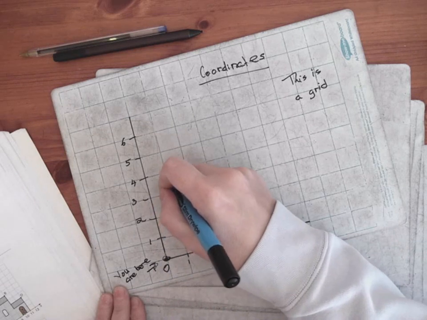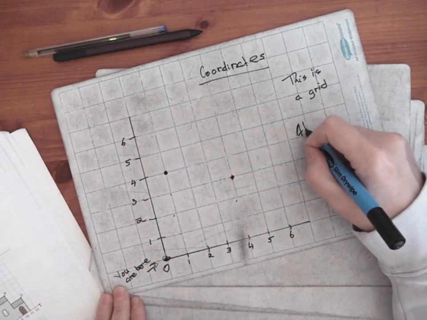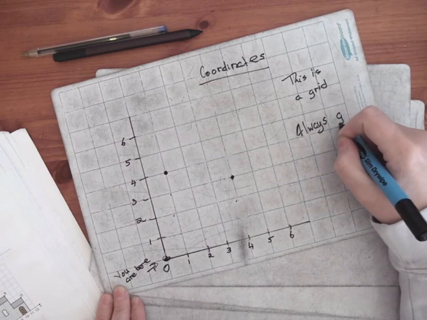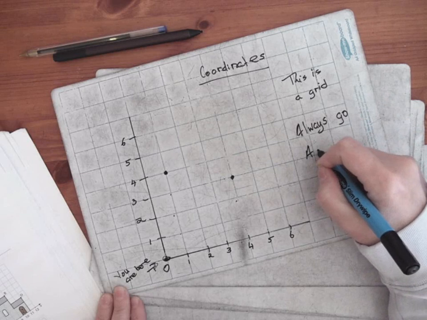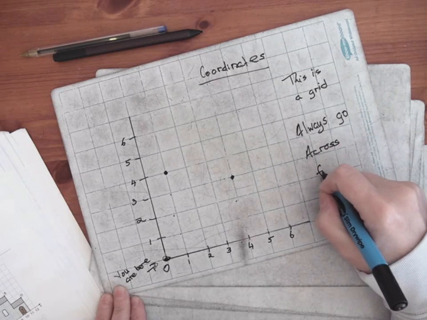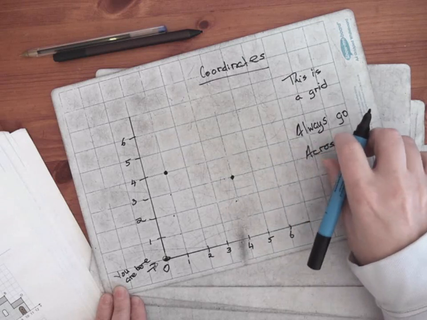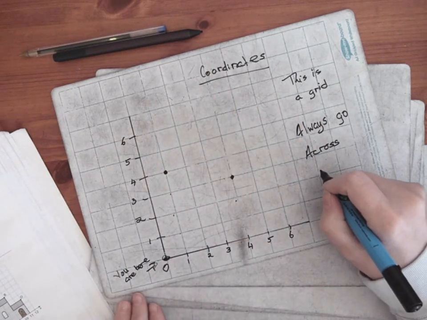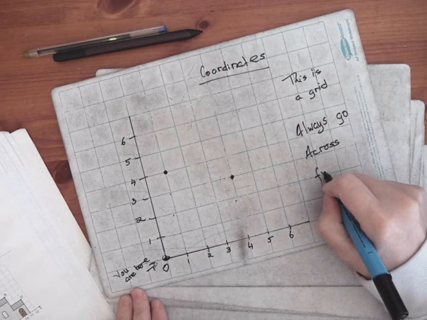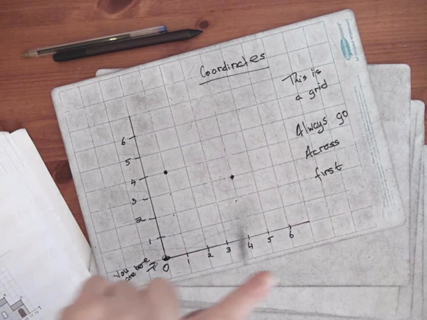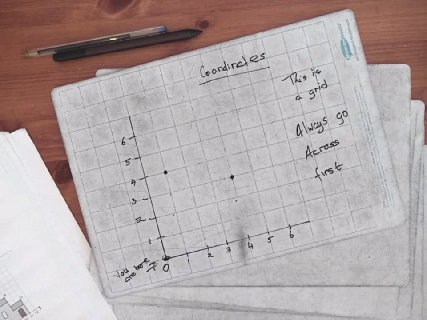Okay. And when they give you the directions, girls, always go across first. I like to say that you always go in the door before you go up the stairs, right? So you go across before you go up. So that means you take steps across in the door before you go up, okay? So always go across first.